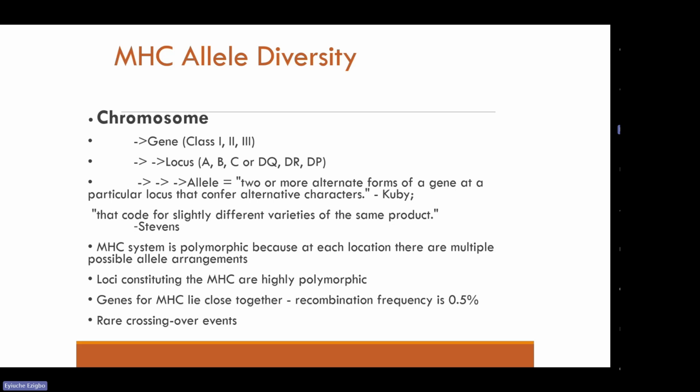The MHC system is polymorphic because at each locus there are multiple possible allele arrangements. Loci constituting the MHC are highly polymorphic. Genes for MHC lie close together. Recombination frequency is very low, hence crossing over events are rare. So these are some of the genetic characteristics of this MHC complex. It's highly polymorphic because there are so many alternate forms of the same gene, which we'll also discuss in detail as we proceed.